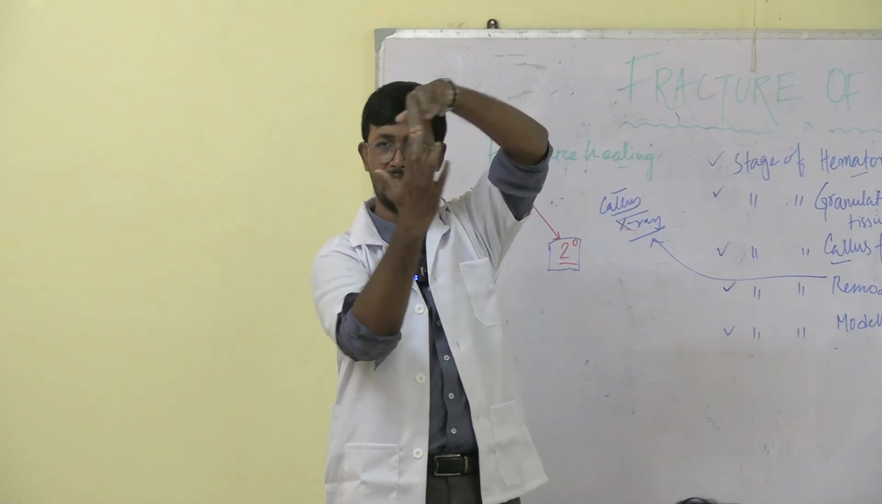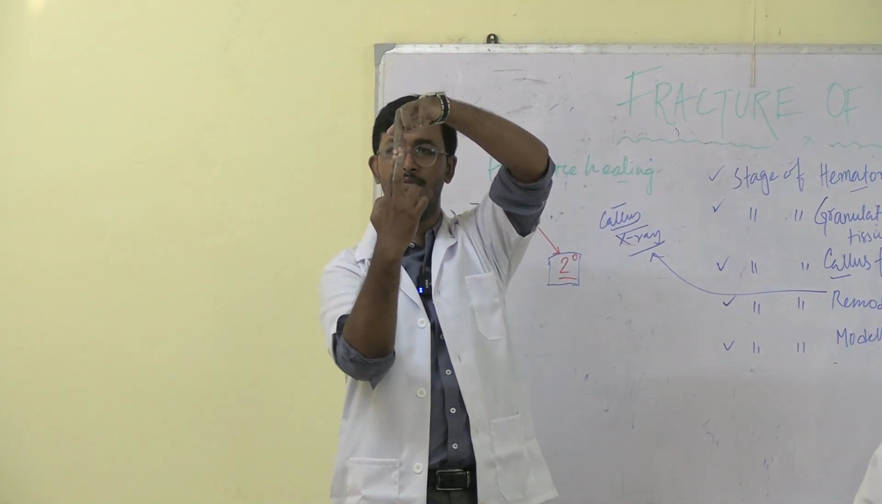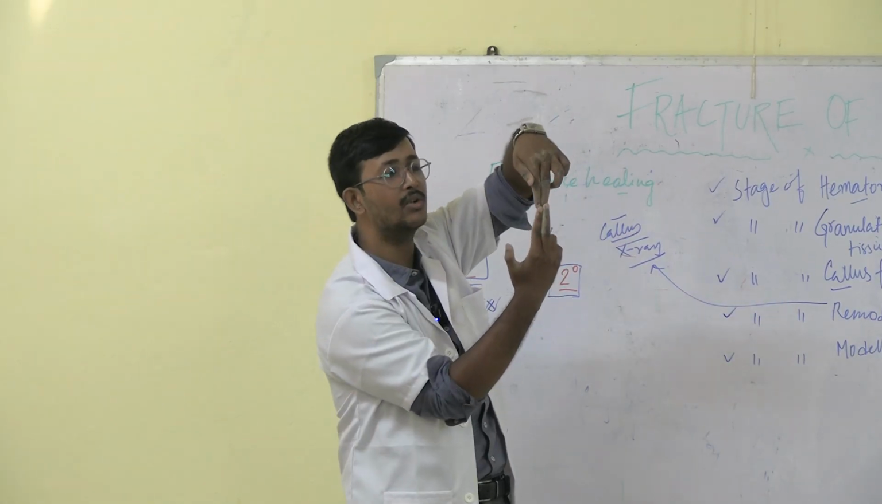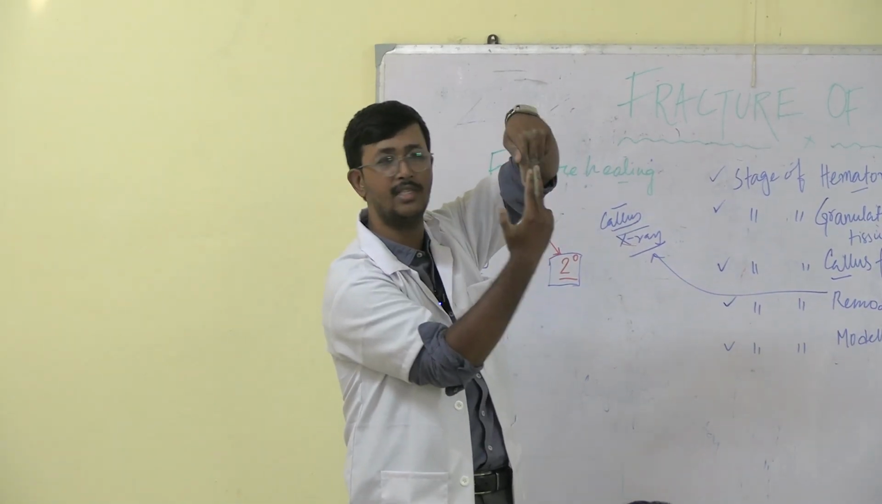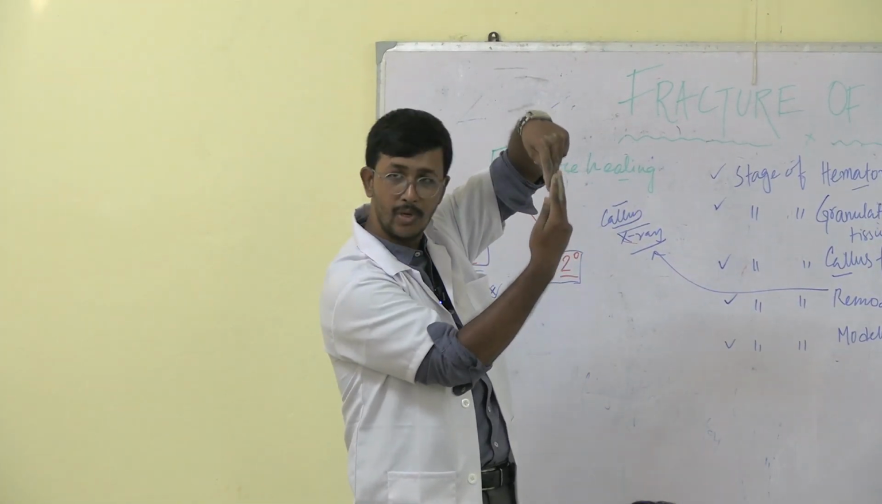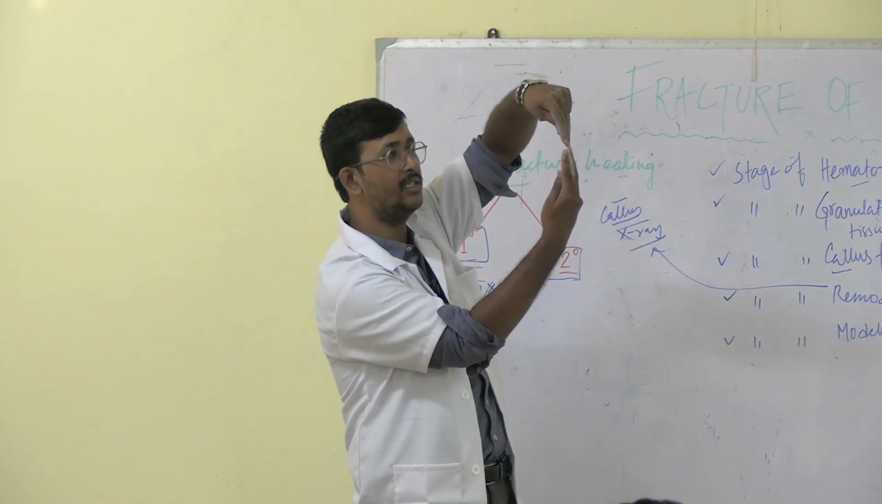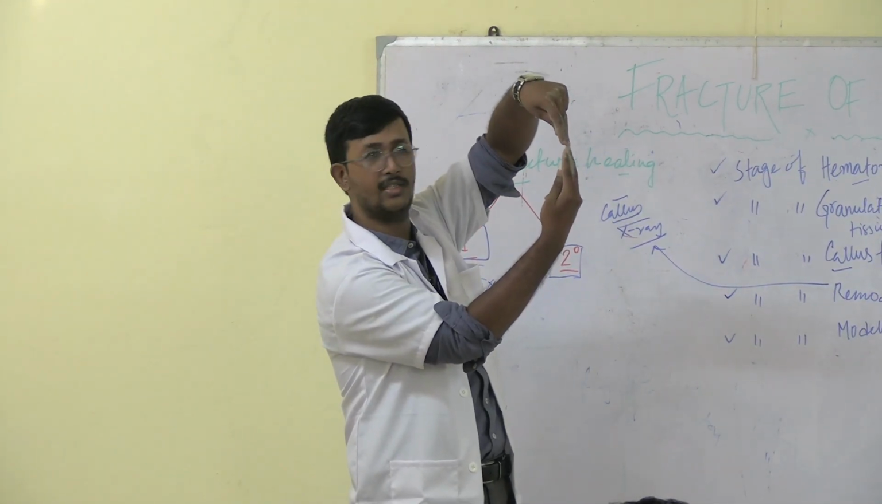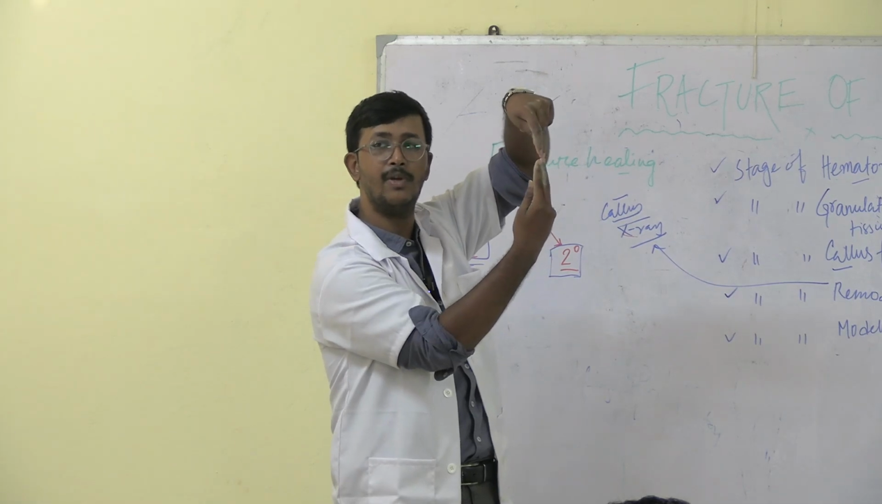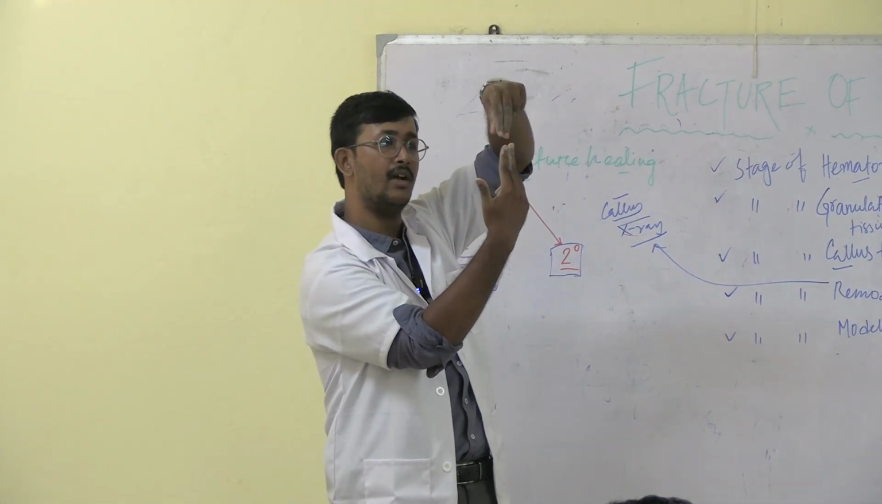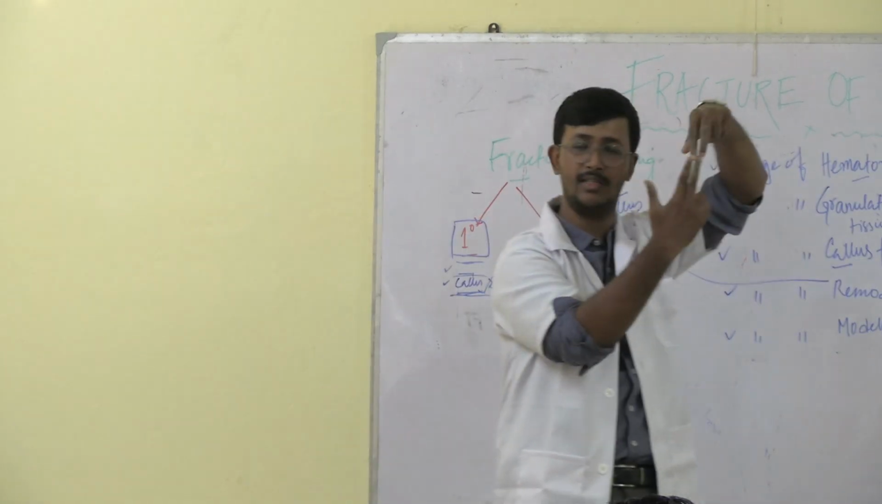Suppose this is the radius. Now it has fractured like this. One part has gone proximally, another part has come distally. Now, while pulling both the ends, these both ends try to come like this and attach like this. So that is the main purpose of reducing or extending the part and positioning the fracture ends.